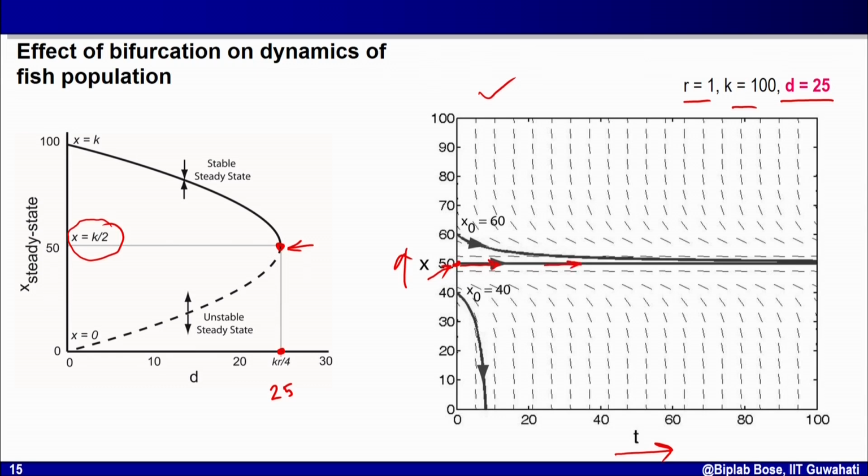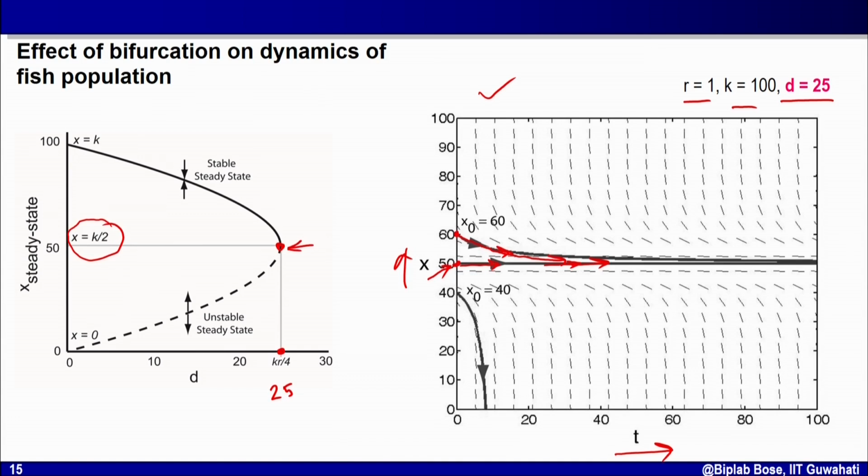If I start with a slightly higher value, that means I am starting with a number of fish bigger than 50, the steady state value, say 60, then my trajectory in the direction field is saying that with time that will decrease and eventually I will reach 50, the steady state, and then with time it will be stable there.